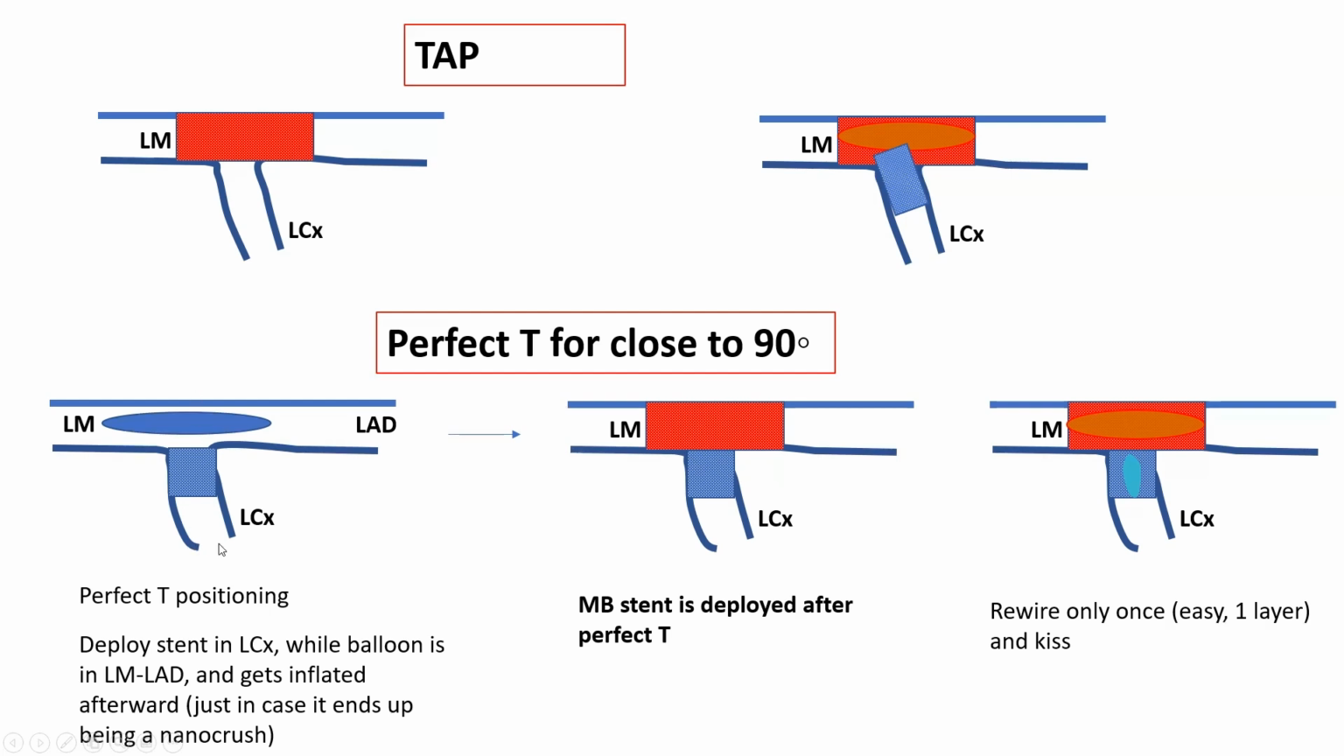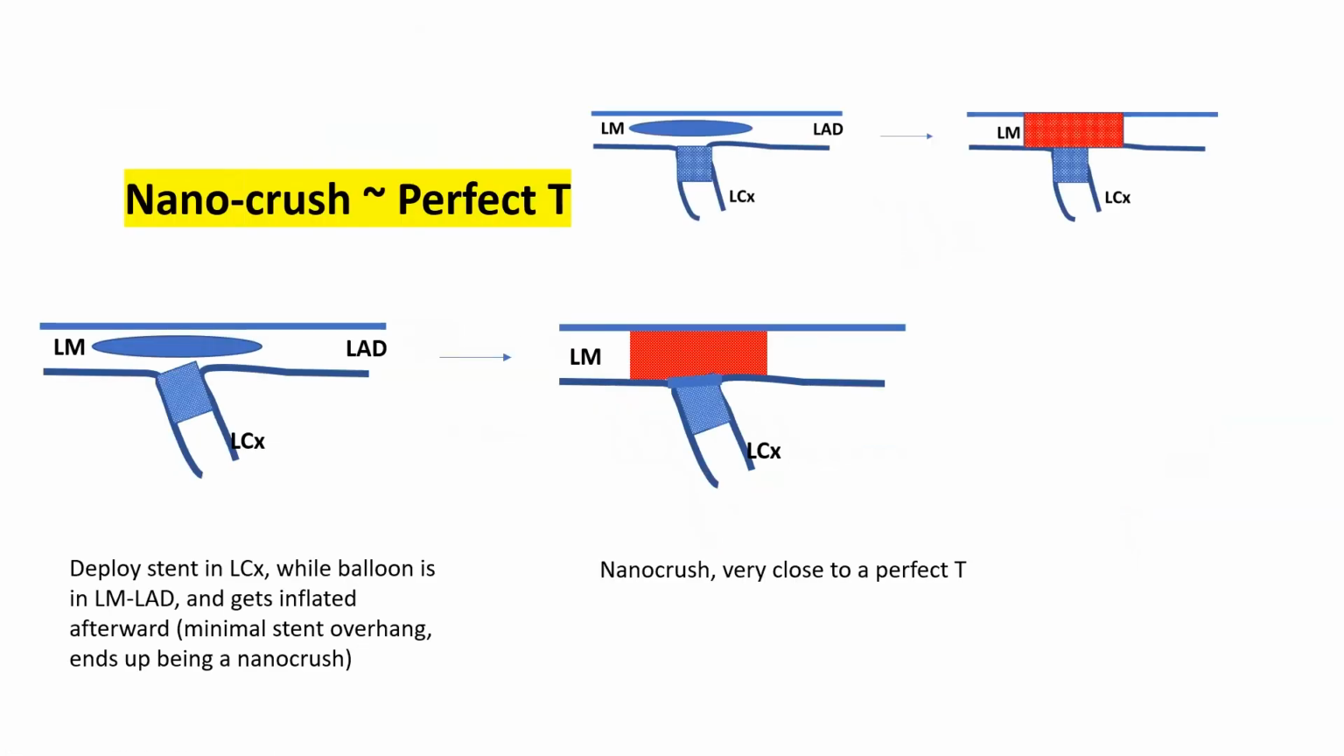Keep in mind when we do it, we position it perfectly. Typically, I put a balloon in the left main LAD, and after I deploy the left circumflex stent, I inflate that stationed balloon here. Why? Because in case I hang my stent a little bit in the main vessel, I want to make sure I crush that portion. It will be crushed by my balloon and eventually by my stent. The idea here with the current technology of stent boosts, you can try to aim for perfect positioning. But the truth is, perfect T and nanocrush are kind of similar techniques, you can never be perfectly certain.